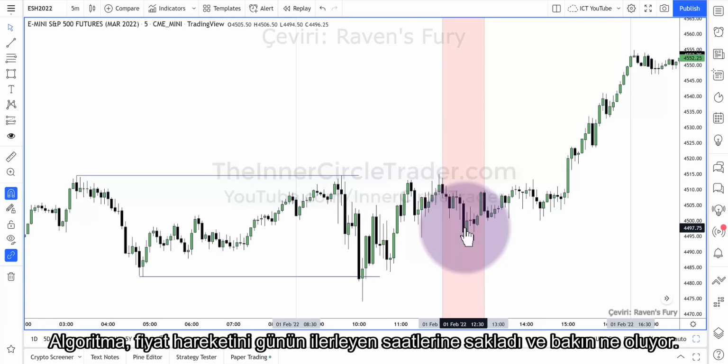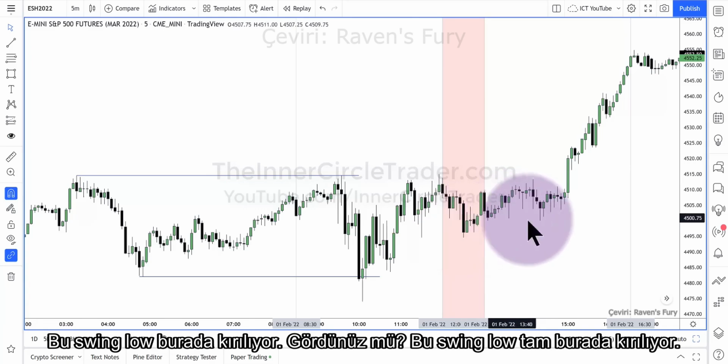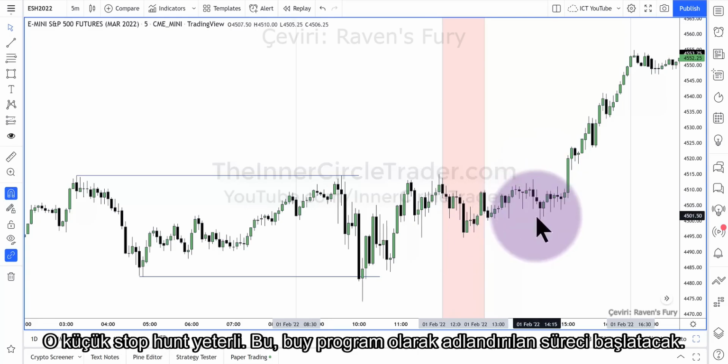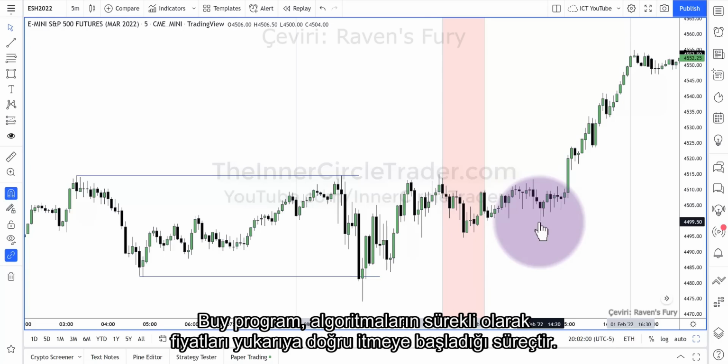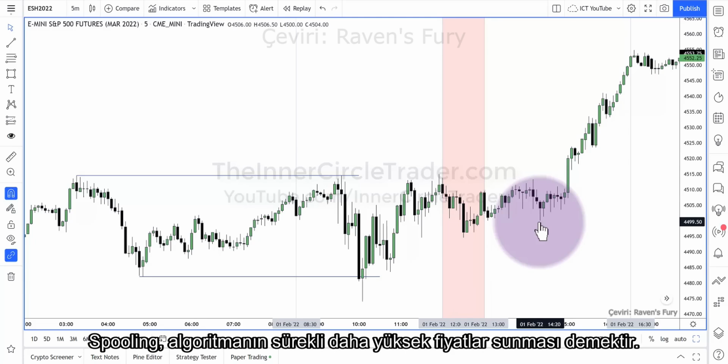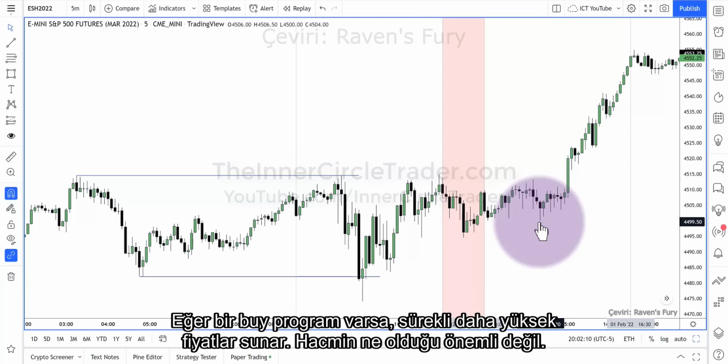Now watch what happens. This swing low here gets violated right there. See that? That swing low gets violated right there. That small little stop hunt is all that's necessary. That will start what is called a buy program. A buy program is when the algorithms go into the process of spooling. Spooling is where it just continuously keeps offering higher prices. If it's a buy program, it just keeps offering higher prices.